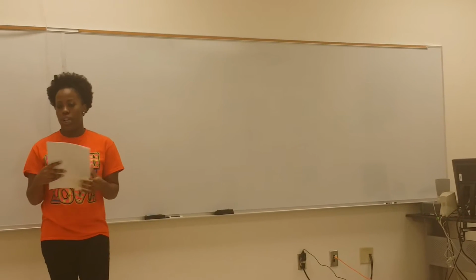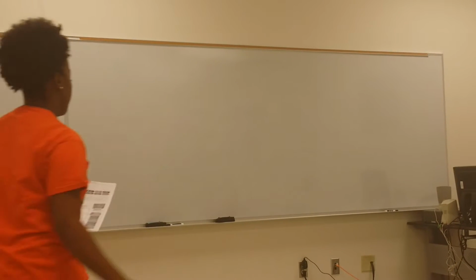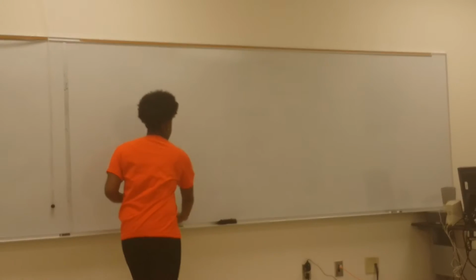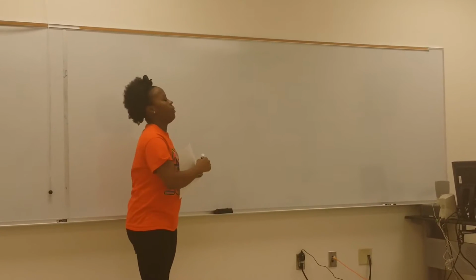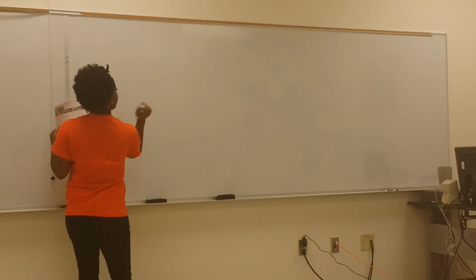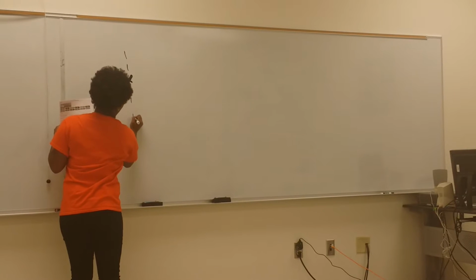So, what we're going to do is look at a few shapes on the board, and we're going to go over some lines of symmetry so that you can see exactly what I'm talking about. So, let's start off with this. This is the line of symmetry right here.